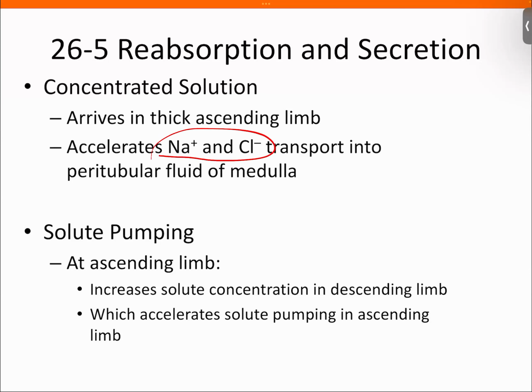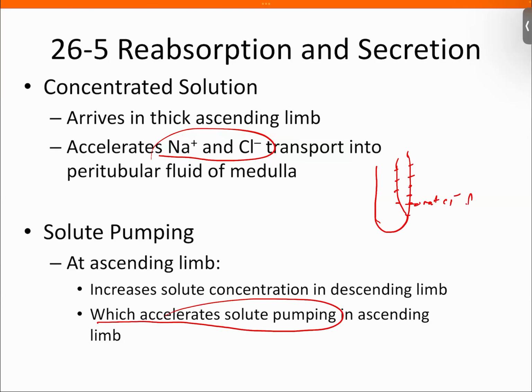The solute pumping is not just any kind of pump. So here's your descending, here's your ascending. You have these pumps here in the ascending, and these are basically belting out sodium and chloride. The important thing is that this pumping is not all the same speed. There's an acceleration of solute pumping in the ascending limb. So these down here have faster pump rates than these up here.